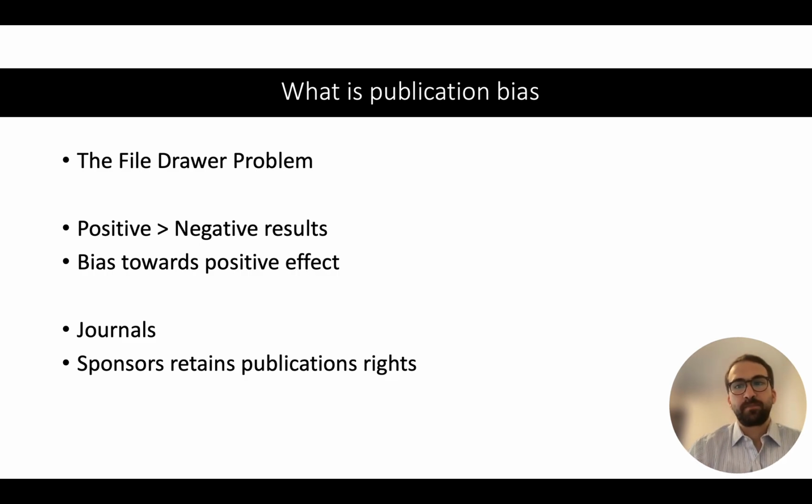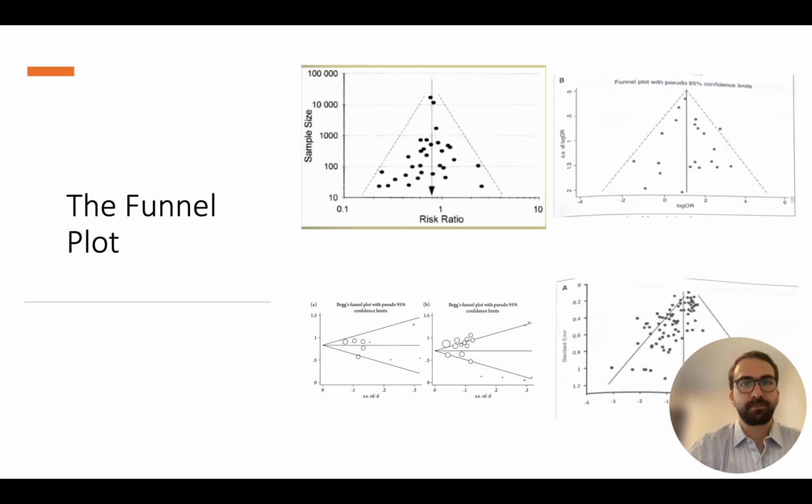Additionally, in some industry-sponsored trials, the sponsor retains the publication rights and they're usually not very sympathetic towards publishing negative results. And why is this important? Well, omitting unpublished studies from a review could yield a biased estimate of an intervention effect, creating a fake beneficial treatment effect, and we can miss important adverse effects. So assessing this is a critical step for our meta-analysis.